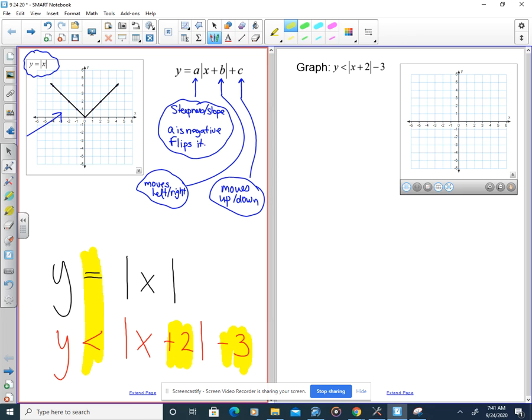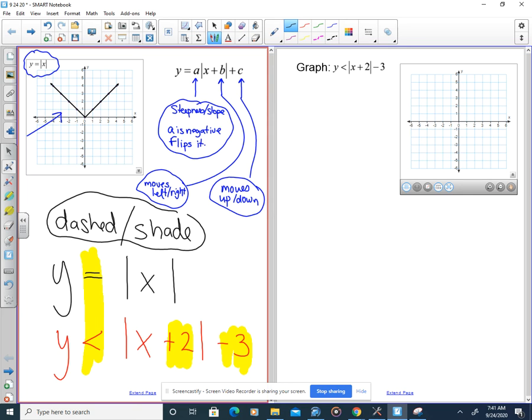Well, what will the less than sign do? It will make the line dashed, right? And it will make it where you have to shade. The plus 2 moves it either left or right. Well, the plus 2 moves it to the left, so 2 units to the left. And the minus 3, that will move it up or down. So since it's negative 3, it's going to move it down 3 units down.